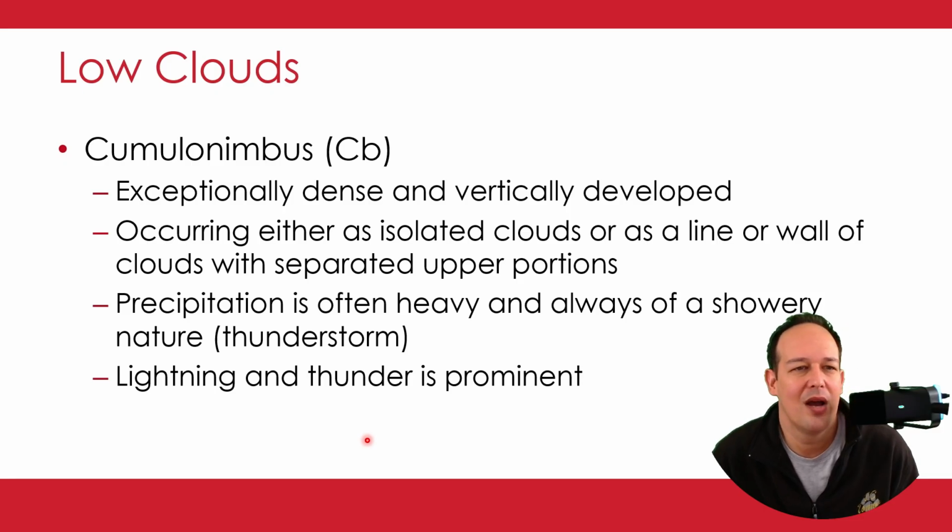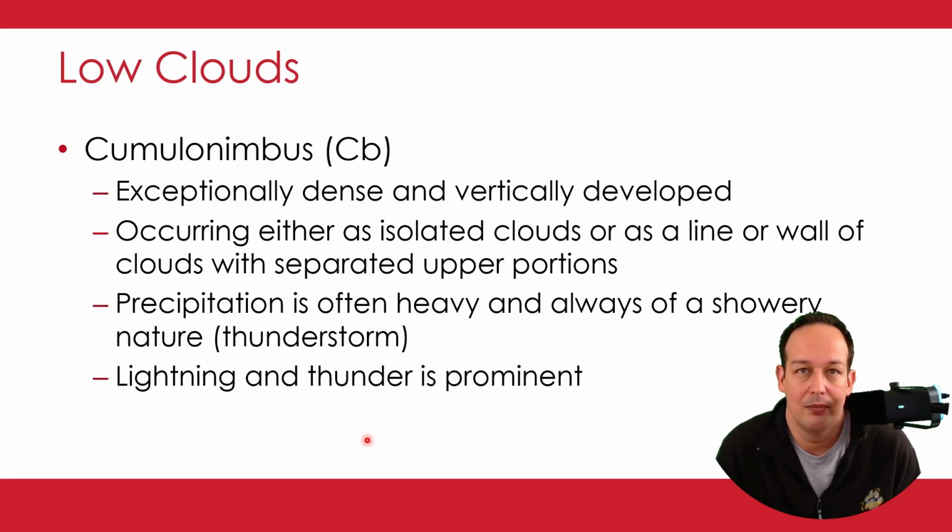And so cumulonimbus clouds, they're exceptionally dense and vertically developed. They occur either as isolated clouds or as a line or wall of clouds with separated upper portions. The precipitation is often very heavy and always of a showery nature because it's a thunderstorm. And because it's a thunderstorm, what creates thunder? Lightning. So lightning will always be prominent in a thunderstorm, in a cumulonimbus cloud.